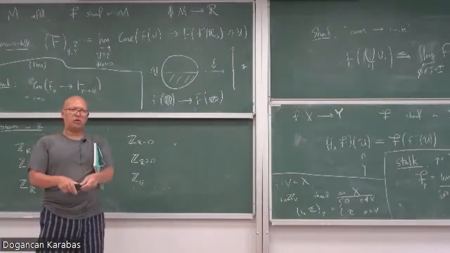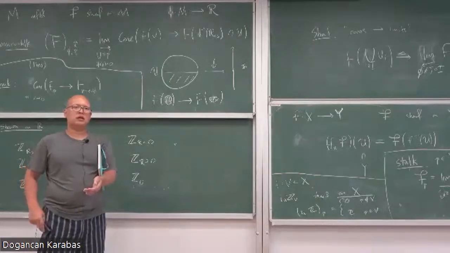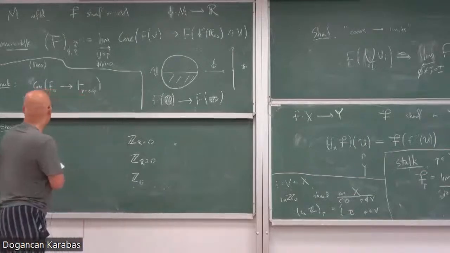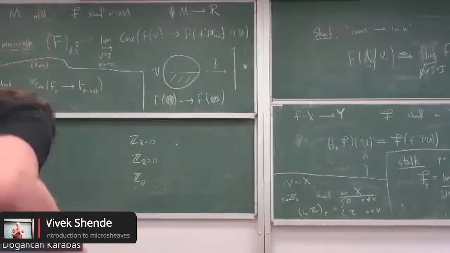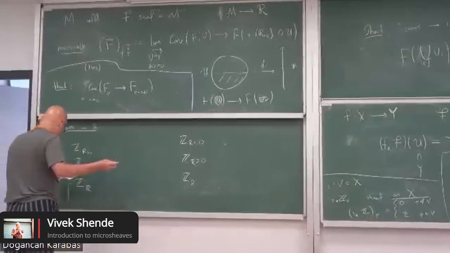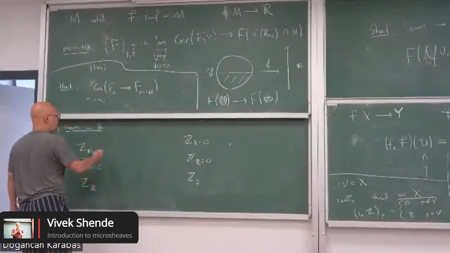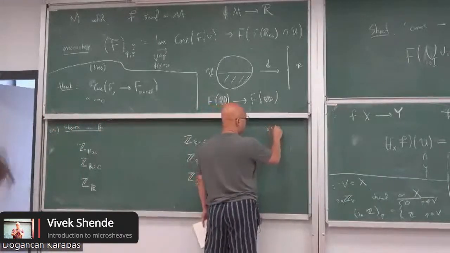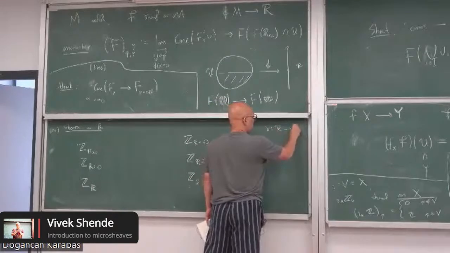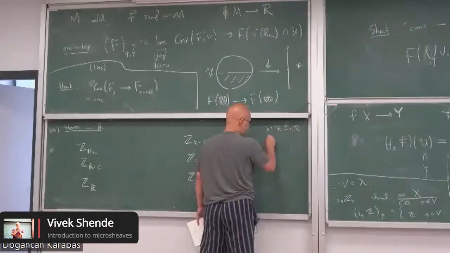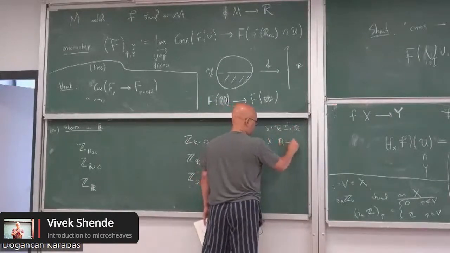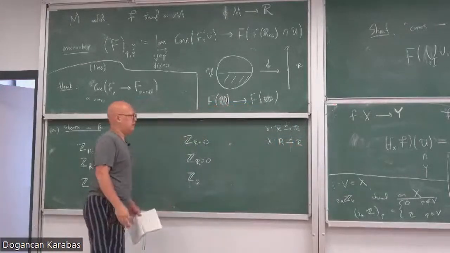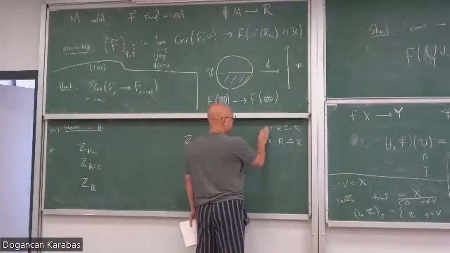Can you hear me again? Yes, okay, very good. So I'm going to consider two functions on R. There's X, which is the identity from R to R, and minus X, which is minus the identity. Maybe I'll just call them identity and minus identity.